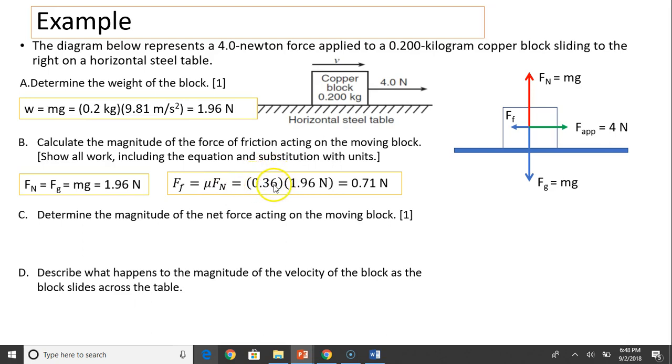This is from the reference table. It's copper on steel. It's kinetic because it's moving. So you should have 0.71 newtons. Determine the magnitude of net force acting on the block.